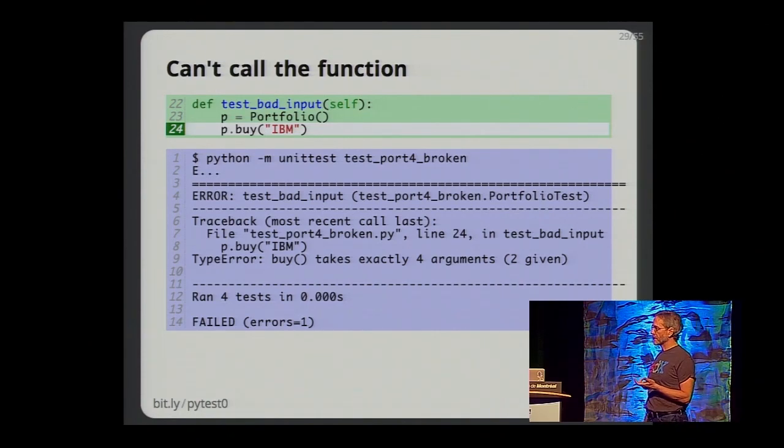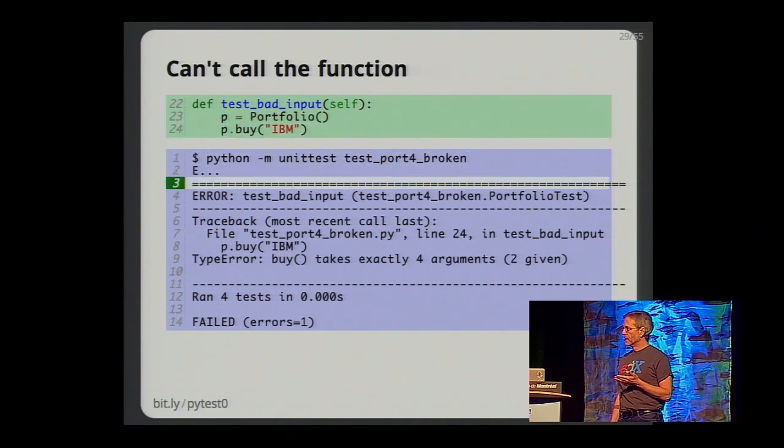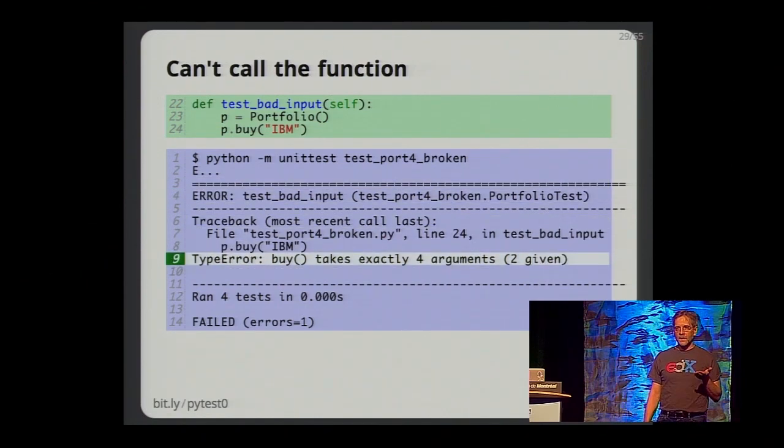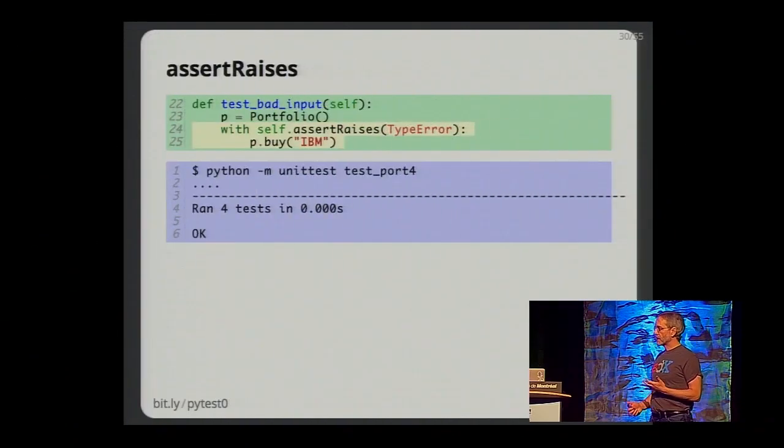If we wanted to test that, we can't simply run this test method this way, because that will actually raise the exception. We'll actually get an error result because the type error will be raised by the buy. Type error is exactly what we want to happen, but we haven't managed to assert that the exception happens. We've simply managed to make the exception happen. Unittest has a way to do this.